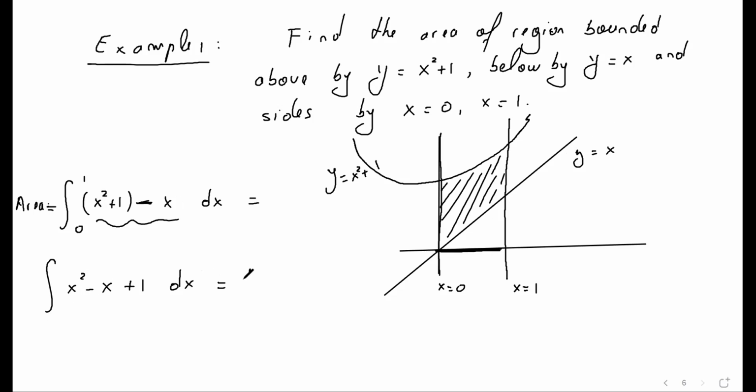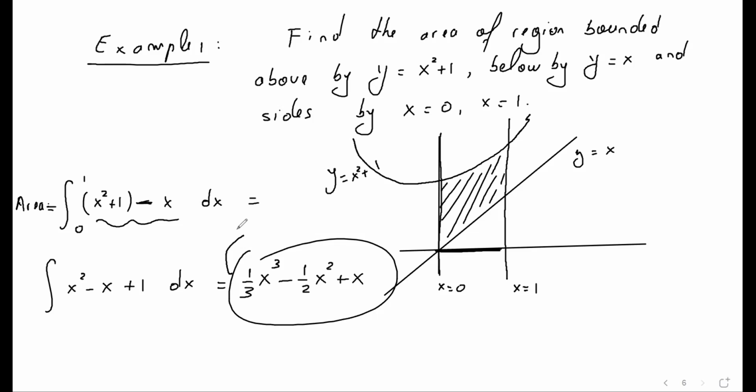So this is simply 1/3 x cubed minus 1/2 x squared plus x. Take that and plug in here. So plug in 1 and 0. So you get 1/3 times 1 minus 1/2 plus 1, and then minus 0. And that's going to be 1/3 minus 1/2, which is negative 1/6, plus 1.